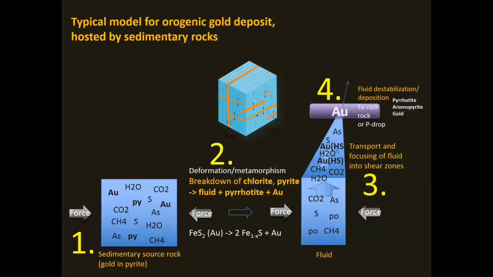We need to destabilize this gold-carrying fluid somehow, and this could be done by this fluid coming into a more iron-rich rock. So the sulfur will react with the iron, forming sulfide minerals, and by that destabilizing the fluid and precipitating the gold as a mineralization and then hopefully as an ore. And in this case, there will also be precipitation of pyrrhotite, arsenopyrite, and gold together. So this is a typical model for an orogenic gold deposit, how it's formed.